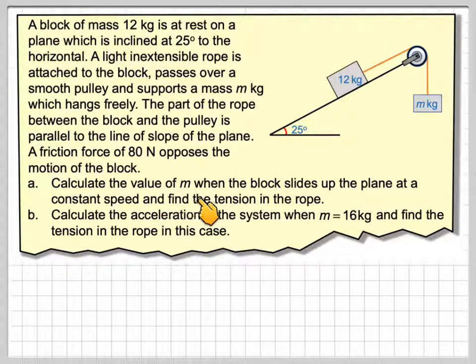A. Calculate the value of m when the block slides up the plane at a constant speed and find the tension in the rope. And B. Calculate the acceleration of the system when m is equal to 16 kilograms and find the tension in the rope in this case.